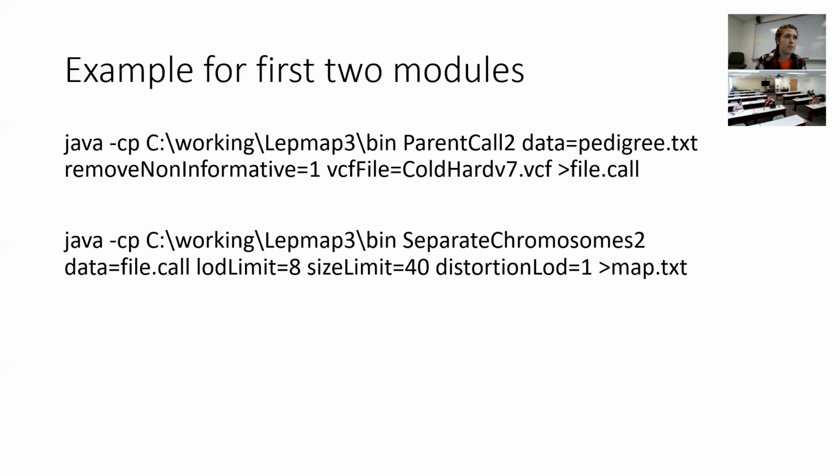So it's 0. 0 means it's off, 1 means it's on. I want to turn that on because I don't want markers to cluster together just because they have similar segregation distortion. I want them to actually be linked. Anything else?